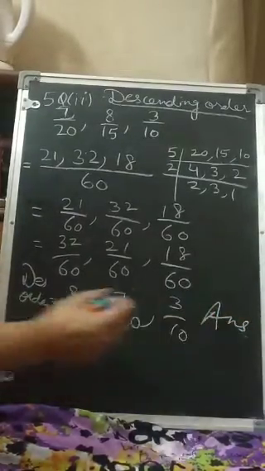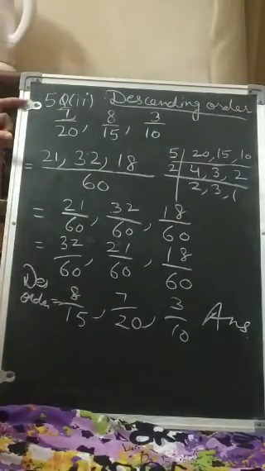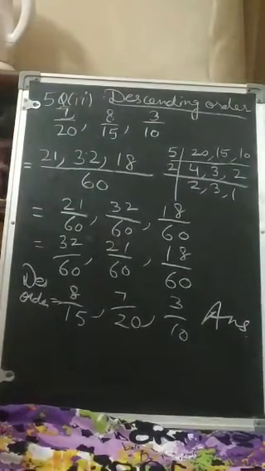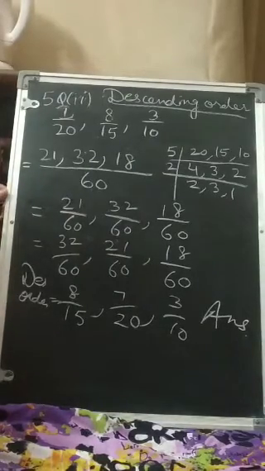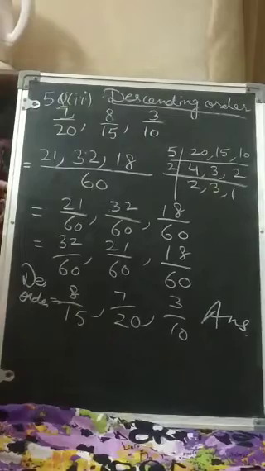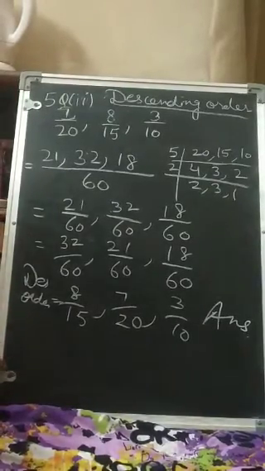So in this way you will do. If the question is ascending, then you will write in ascending order. If descending, then you will write in descending order. In this way you will complete today's exercise 2A, all parts. I have told you the method for every type in this exercise. So please complete this yourself today in your fair copy. Thank you.